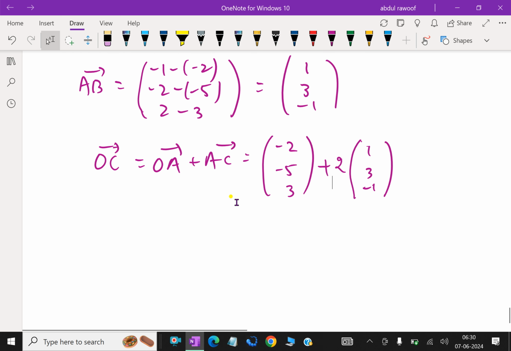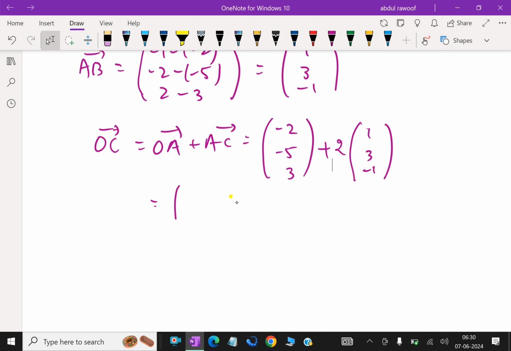So we have here -2 plus 2 is 0, -5 plus 2 times 3, which is 6, is 1, and 3 minus 2 is 1. This is vector OC.